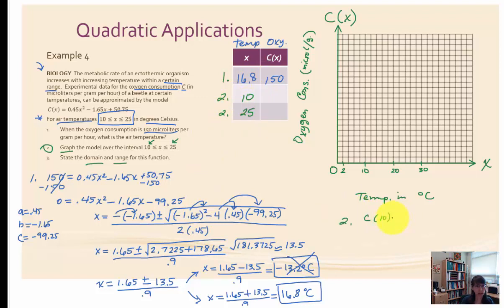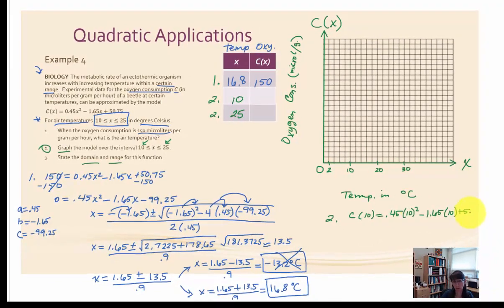For 10 degrees Celsius would be equal to 0.45 times the quantity 10 squared minus 1.65 times 10 plus 50.75. So remember to use your order of operations. Make sure you square 10 before you multiply by 0.45. So we'll end up with 45 minus 16.5 plus 50.75. So the oxygen consumption at 10 degrees Celsius is going to be 79.25, and that's in microliters per gram.